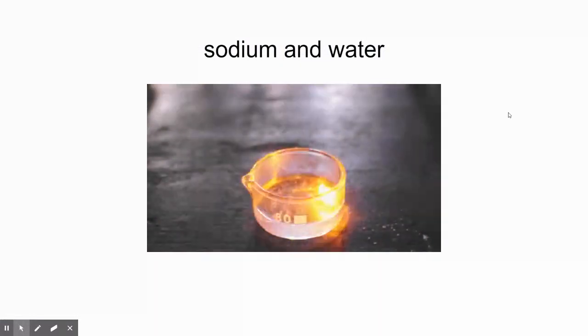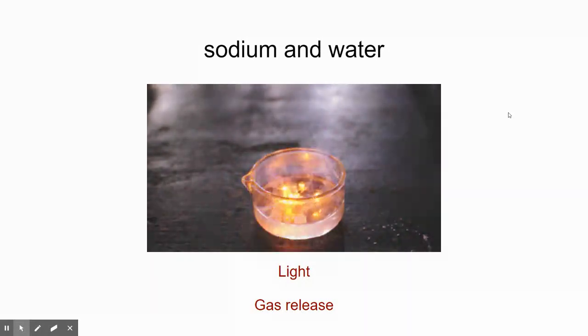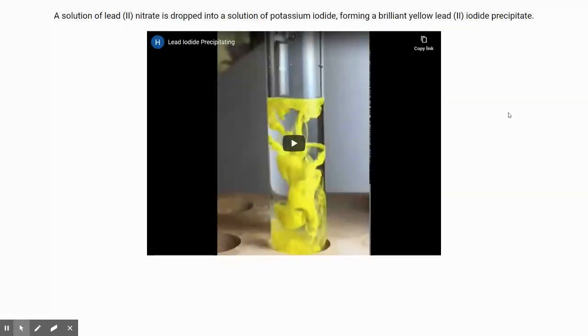This is an example of sodium and water. There's light emission and gases being released. So there's two pieces of evidence of a chemical reaction. Then we have another one here where a precipitate is formed, and also a color change.